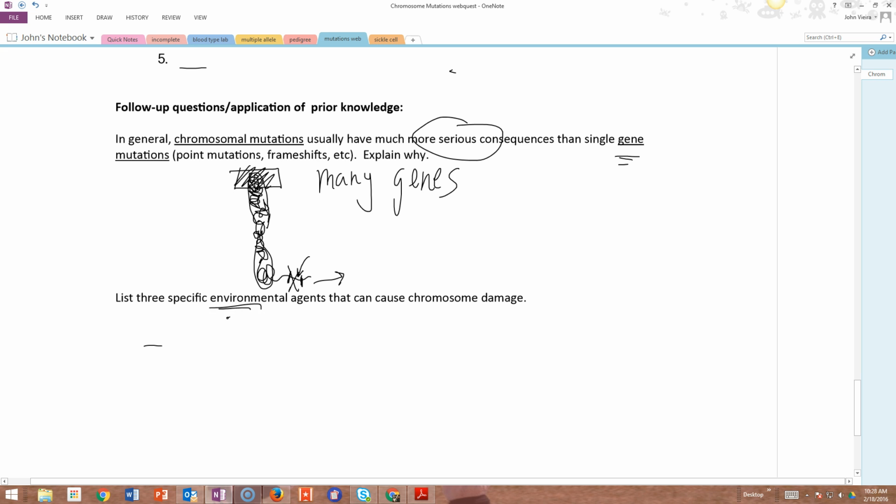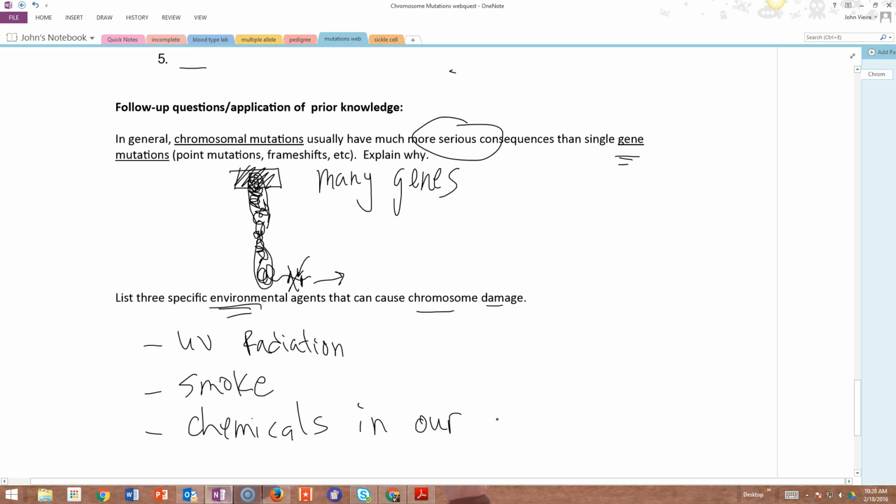List 3 specific environmental agents that can cause chromosomal damage or mutation. UV radiation can really affect the chromosomes that are in your skin cells specifically. We know that smoking has a lot of chemicals that can bond to your DNA and cause problems. And then also chemicals that we are exposed to not only in the air and our environment, but in our diet. Anything that causes our DNA to mutate, we call those mutagens. And that's never good.